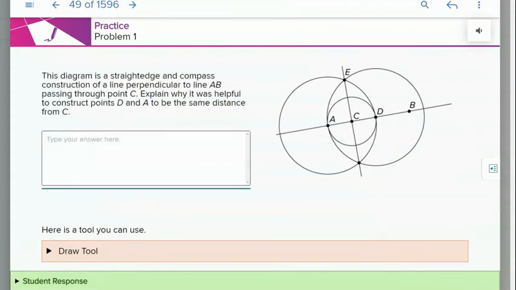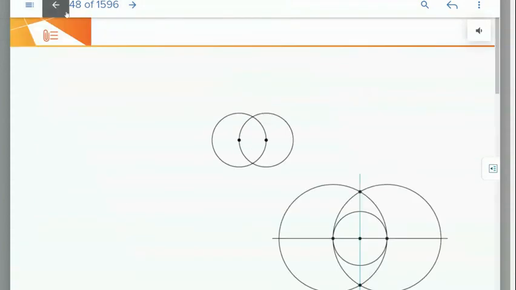So here's the beginning of your problems. And we can do that with assessments.